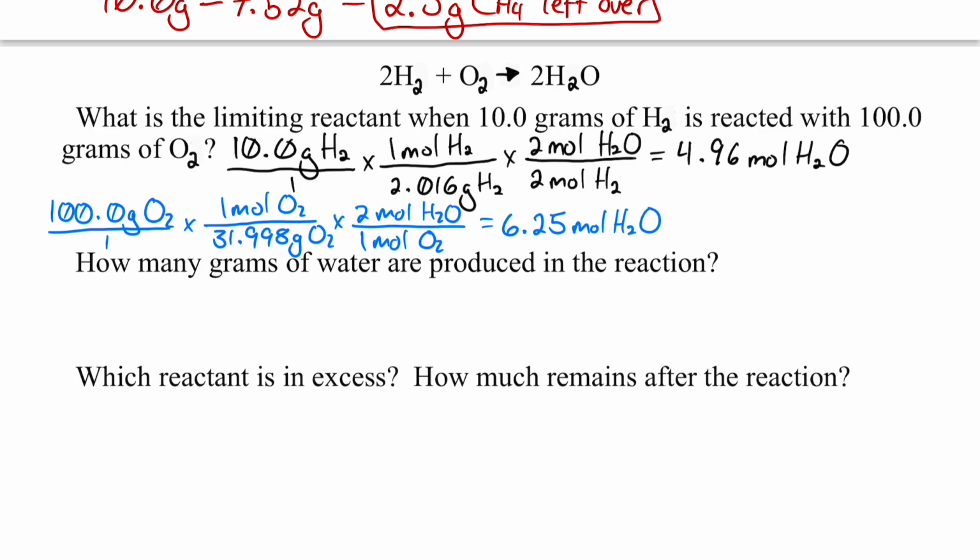So once again, I converted my mass of hydrogen and my mass of oxygen to moles of water. We can see that hydrogen produces the smaller number of moles of water, and so that tells me hydrogen is my limiting reactant.